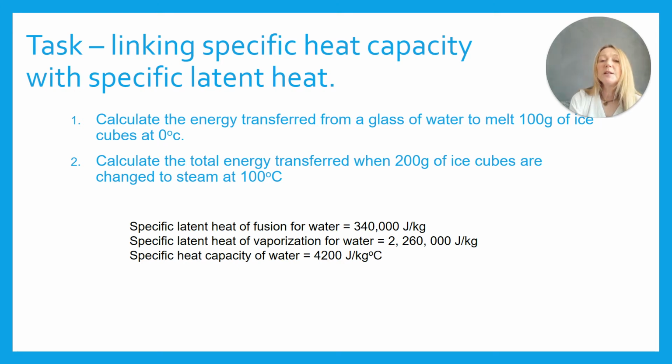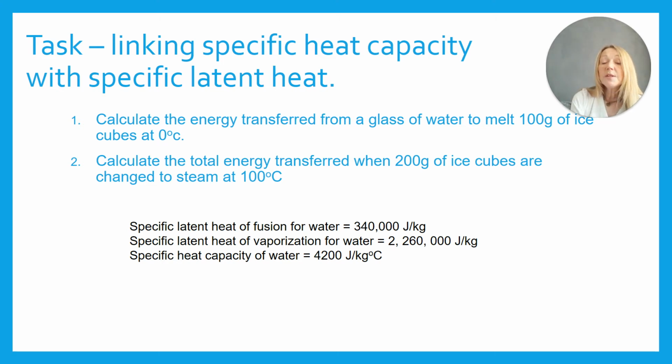So here's the way in which an exam question may ask you to link these two equations. The first one is very straightforward. It's calculate the energy transferred from a glass of water to melt 100 grams of ice cubes at 0 degrees. Now again, remember to watch your units. You do need to change them into kilograms. And for that one, you're just going to need the latent heat of fusion for water, because this is melting point.